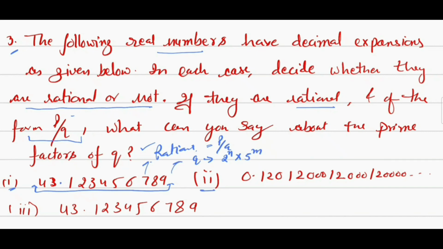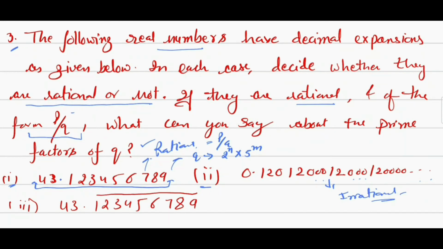Second question, here we have 0.120012000120001, and it will go on. So these types of numbers are irrational. And we know we cannot write an irrational number in p upon q form. It means we cannot write this q in the form 2 raised to power n and 5 raised to power m.